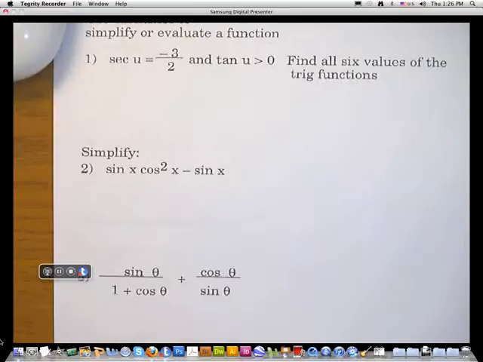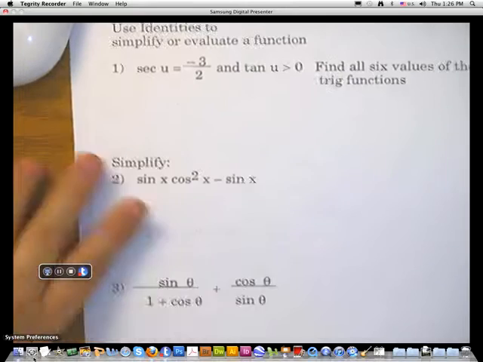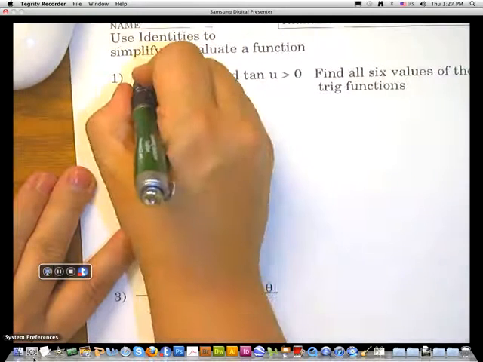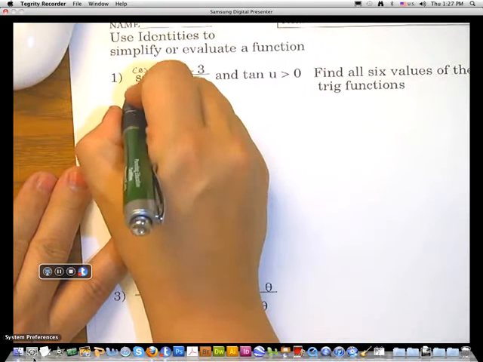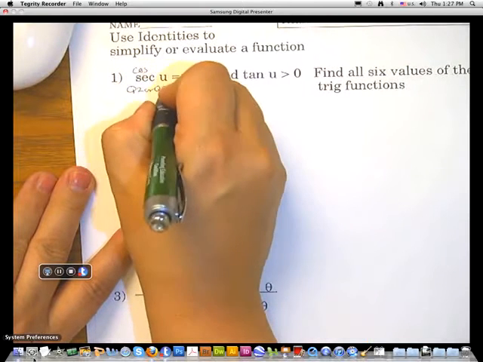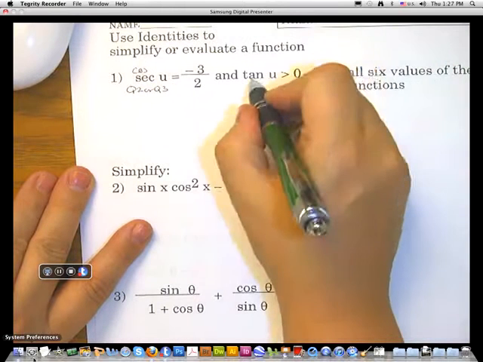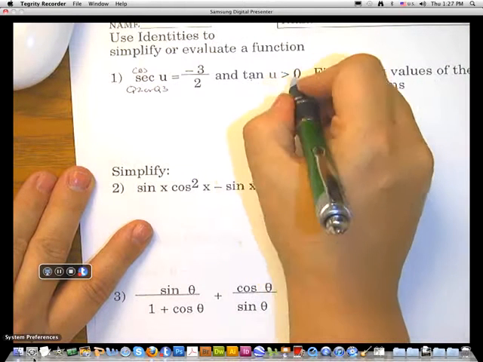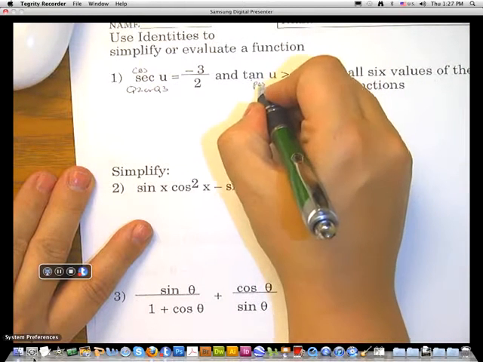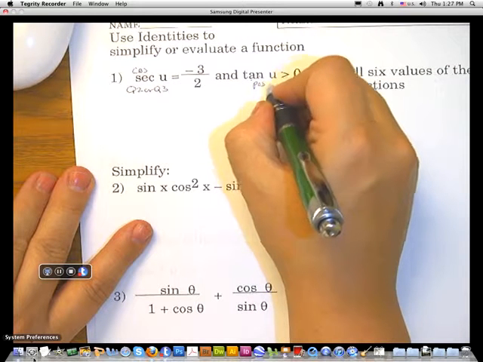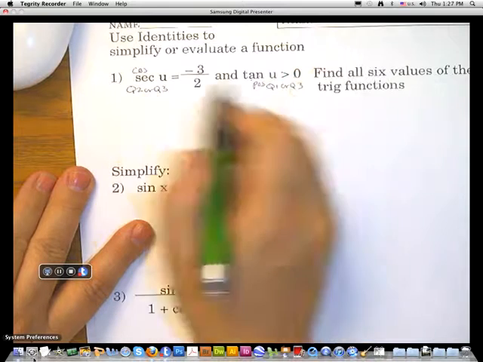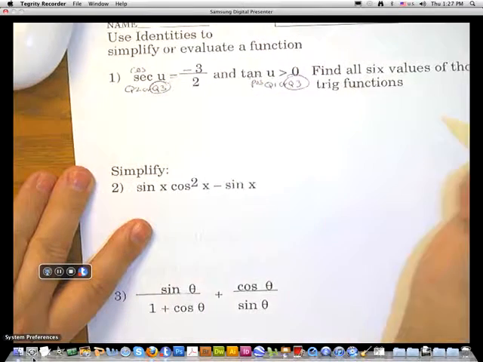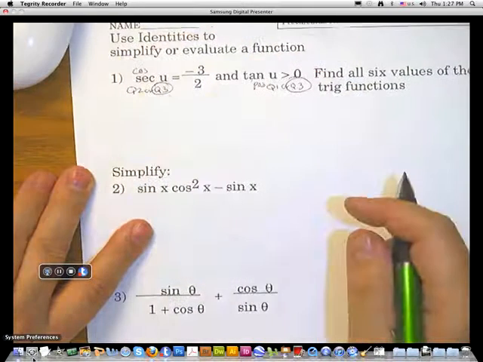So here we have secant of u is -3/2, and the tangent of u is greater than 0. So secant is related to cosine. Cosine negative is quadrant 2 or quadrant 3. Tangent u is greater than 0, means positive, and if tangent's positive, it's quadrant 1 or quadrant 3. So quadrant 3 is where this problem is existing.